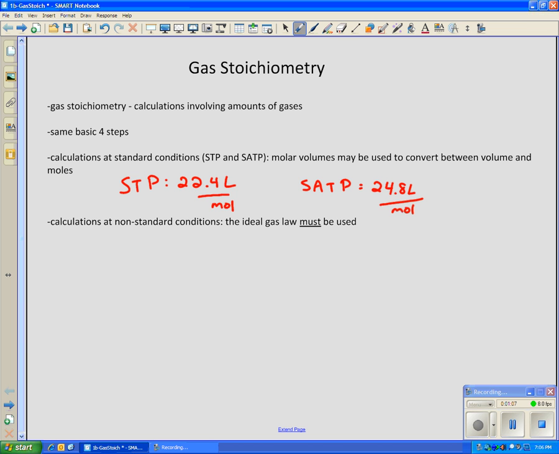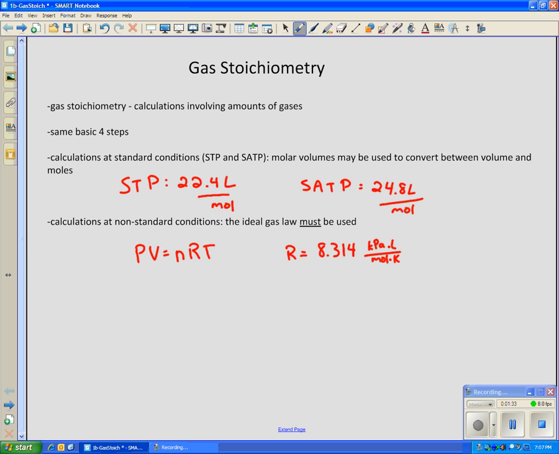If any of your calculations are at non-standard conditions, you must use the ideal gas law. The equation for the ideal gas law is PV equals nRT, where R was the ideal gas law constant, and that was equal to 8.314 kilopascal liters over mole Kelvin.